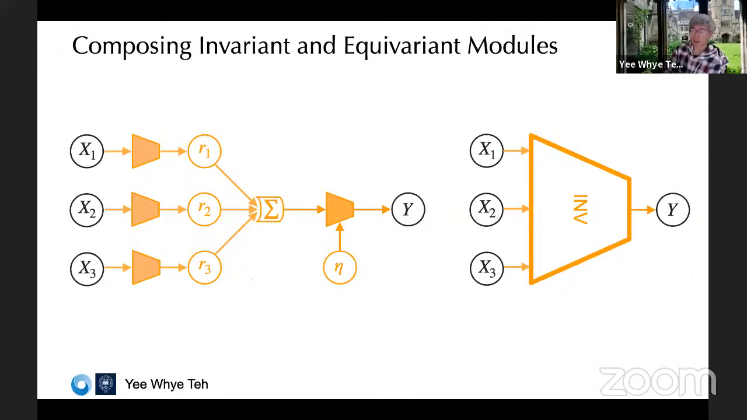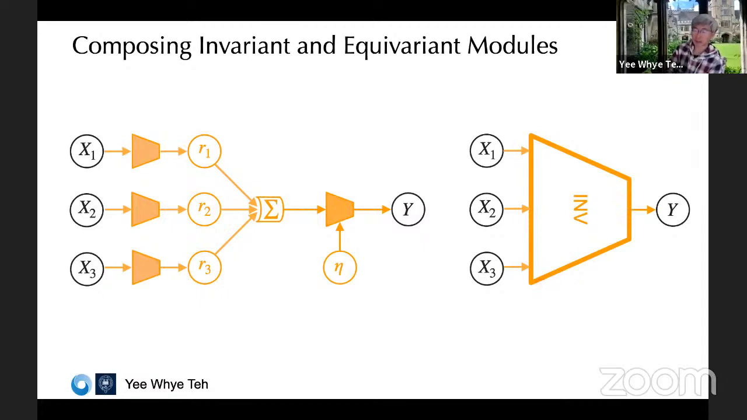Okay, now that we have this structure of invariant modules and equivariant modules, we can compose them in different ways. So I'm going to abstract this. If we have an invariant module, this whole thing here, I can write as an invariant module where we take our empirical measure and apply some function to our empirical measure plus some outsourced noise, and that's our invariant module.